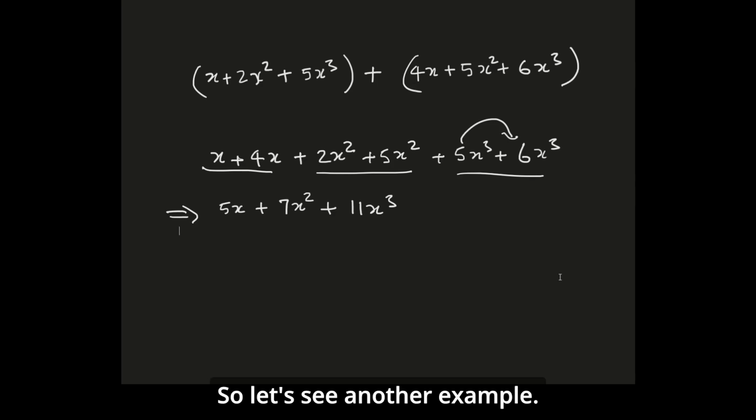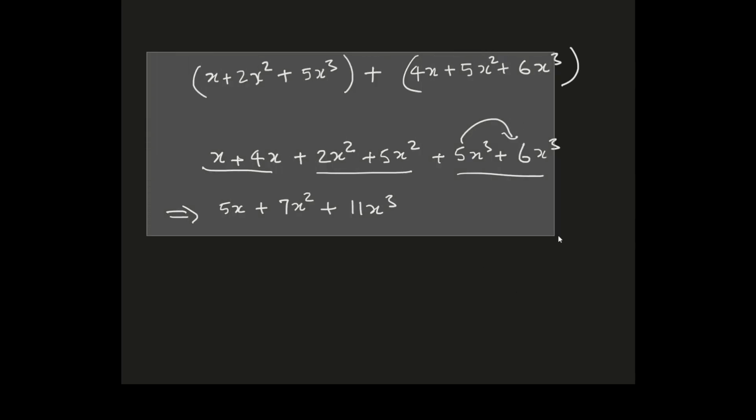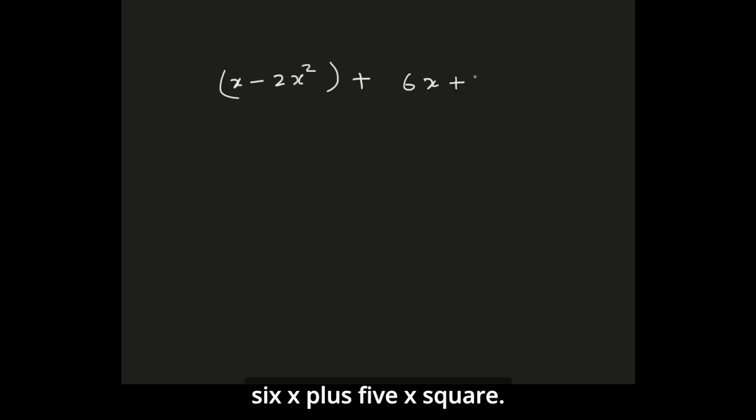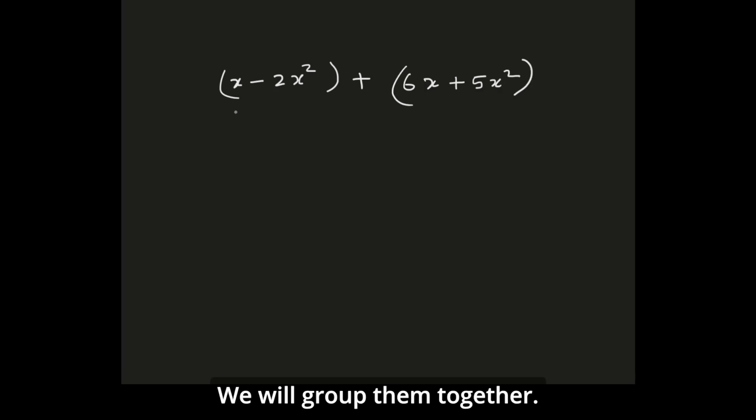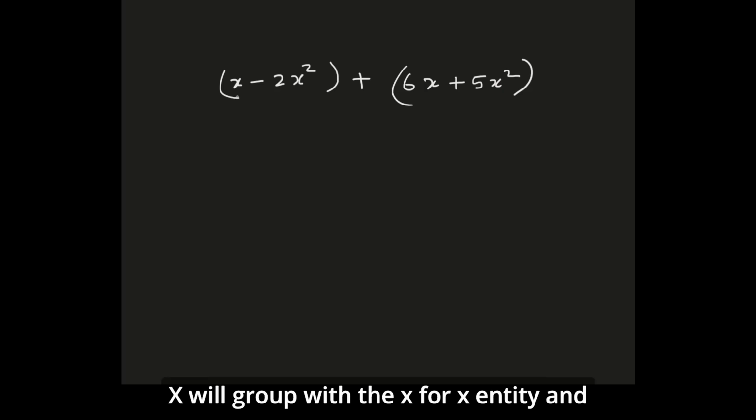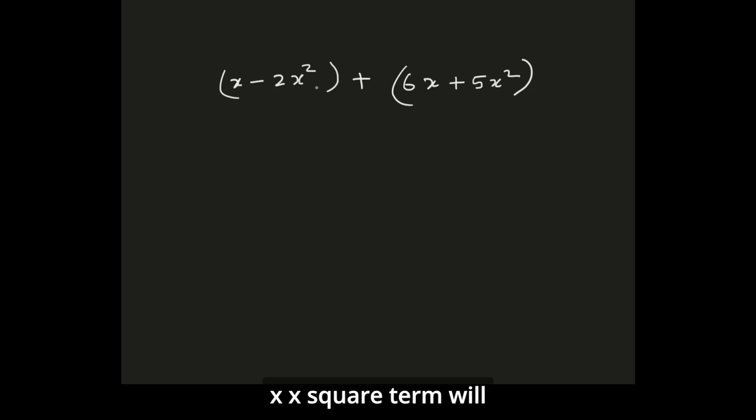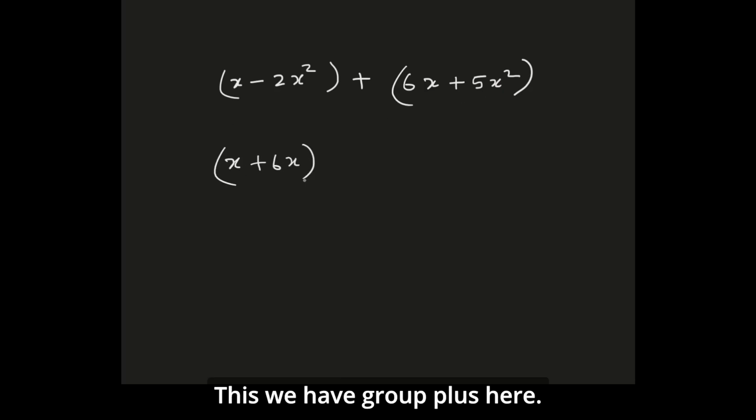Let's see one more example: x minus 2x square, and we have to add 6x plus 5x square to it. Same thing: we will group them together. The x term will group with the x term, and the x square term will group with the x square term. So x plus 6x.